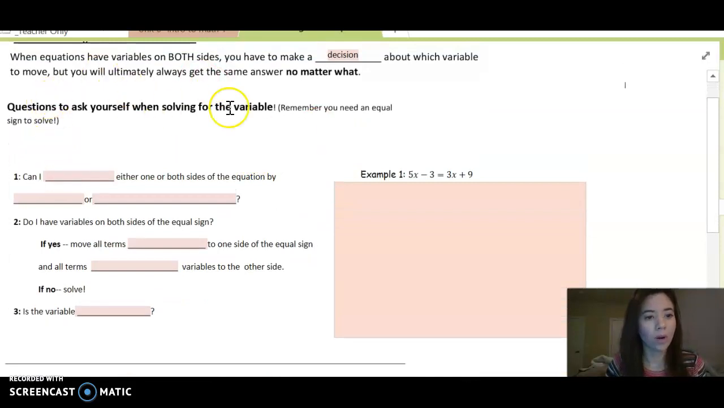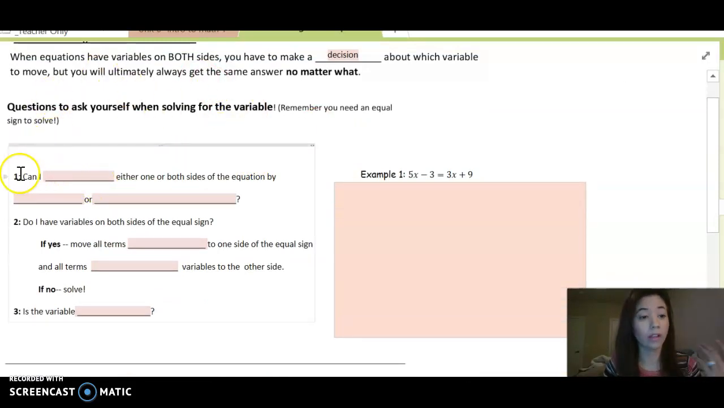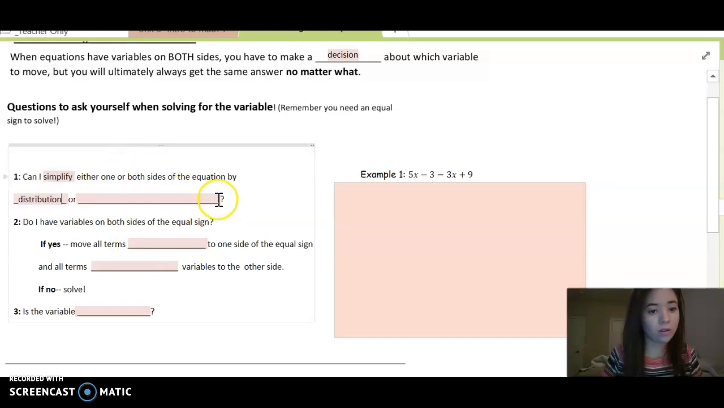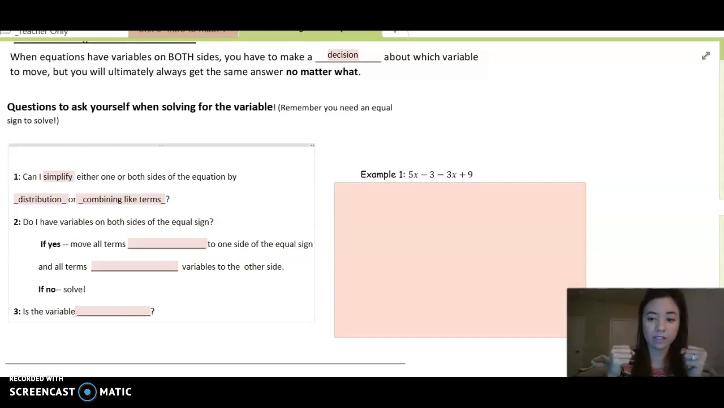So, questions to ask yourself when you're solving for a variable, like after today, since we've learned so many. The first question you want to ask yourself is, can you simplify either one side or both sides by using distribution or combining like terms? Before we solve, that's always what we want to do. We want to simplify it and bring it down to as simple, condensed as possible. And then we can check for variables on both sides.